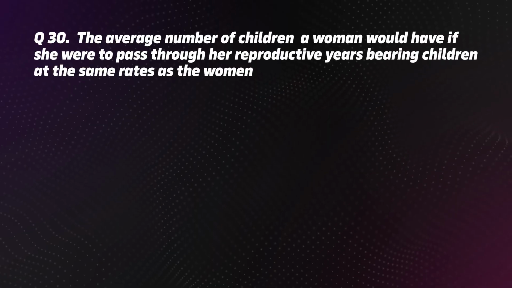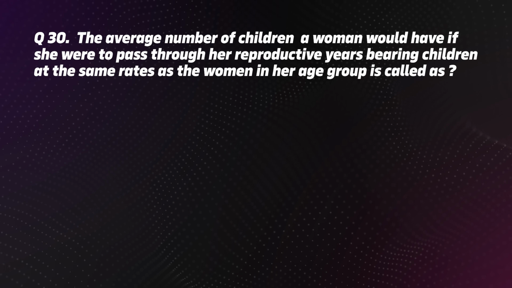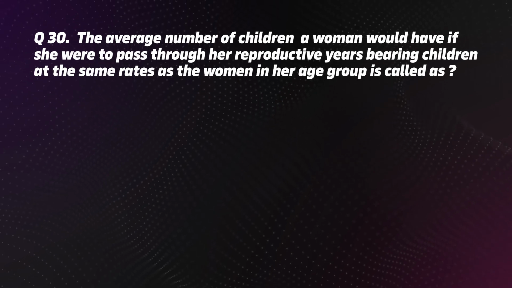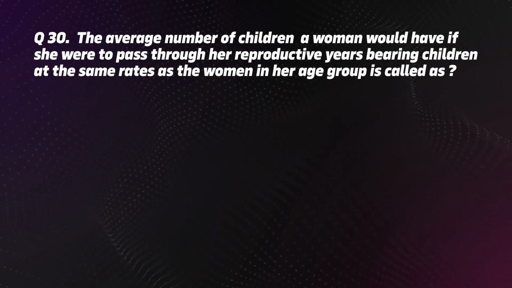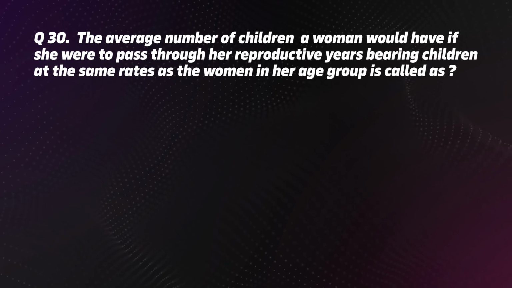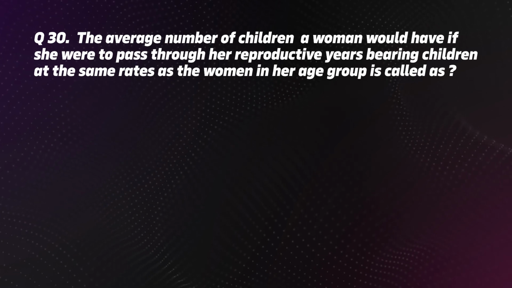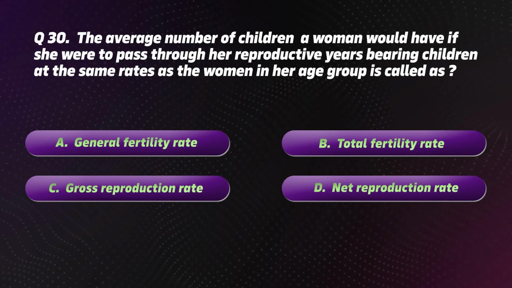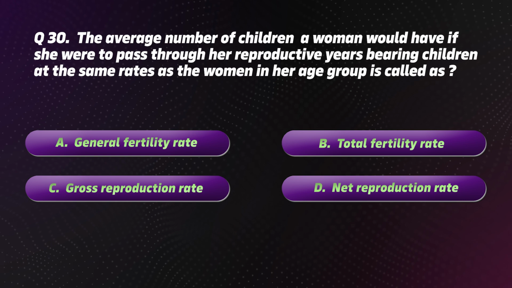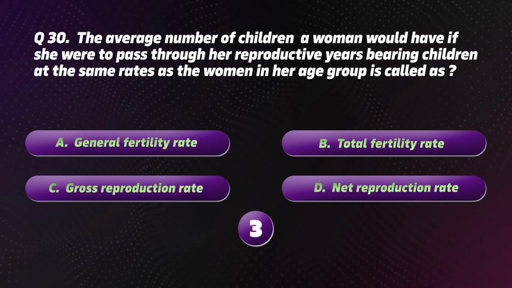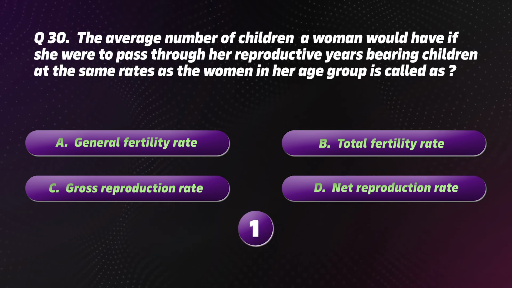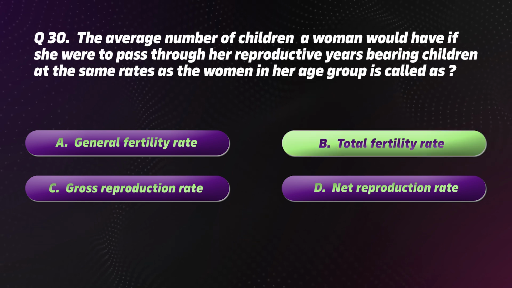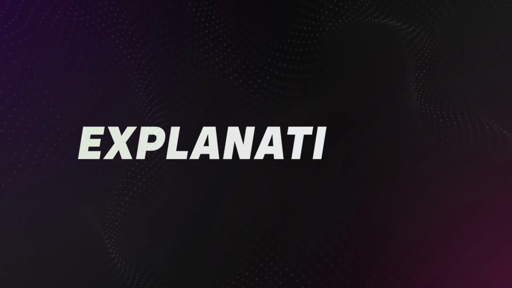Question 30. The average number of children a woman would have if she were to pass through her reproductive years bearing children at the same rates as the women in her age group is called. Here are the options. A. General fertility rate. B. Total fertility rate. C. Gross reproduction rate. D. Net reproduction rate. And the correct option is B. Total fertility rate. Here is the explanation.